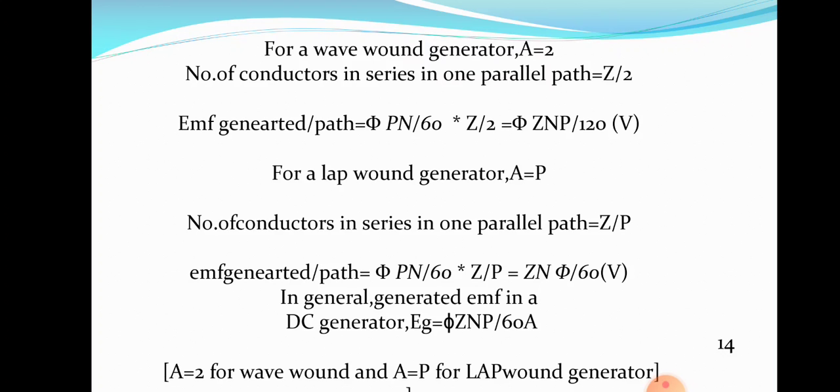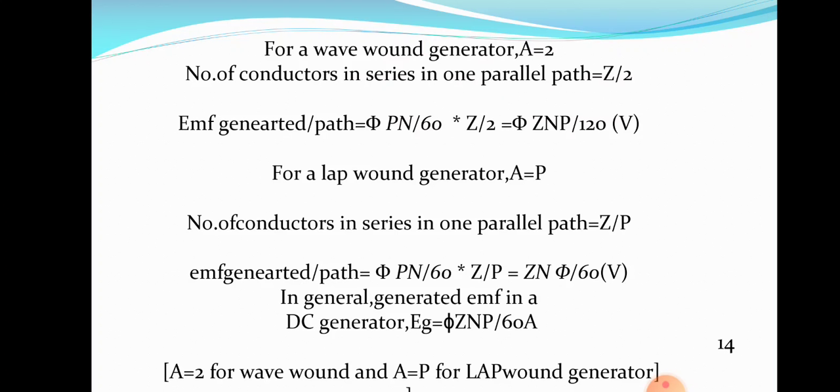So don't forget that A is equal to 2 for a wave wound generator, and A is equal to P for a lap wound generator. The general expression of the EMF generated in a DC generator is equal to φZn by 60 into P by A. In the case of wave winding, substitute A equal to 2. In the case of lap winding, substitute A equal to P. Then you get specific equations for EMF generated in the lap connected winding and the wave connected winding. So in general, generated EMF in a DC generator is equal to φZnP by 60A.